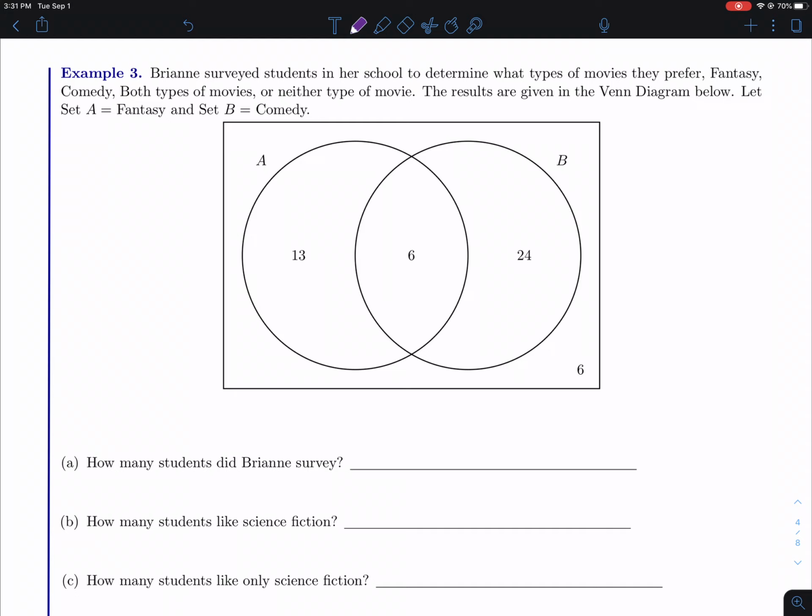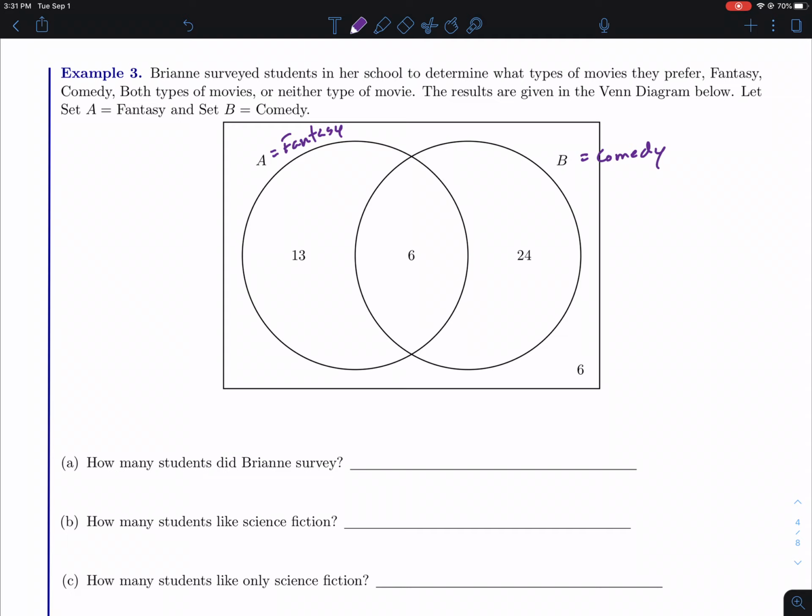But all right, so example 3. Brianne surveyed students in her school to determine what types of movies they prefer: fantasy, comedy, both types of movies, or neither. The results are given in the Venn diagram below. In this case, set A is the fantasy movies. Set B are comedies.